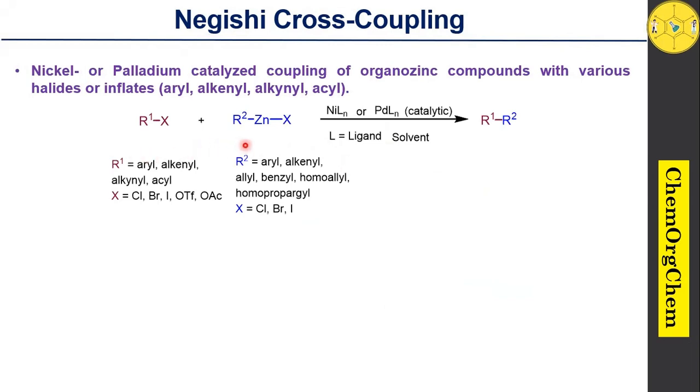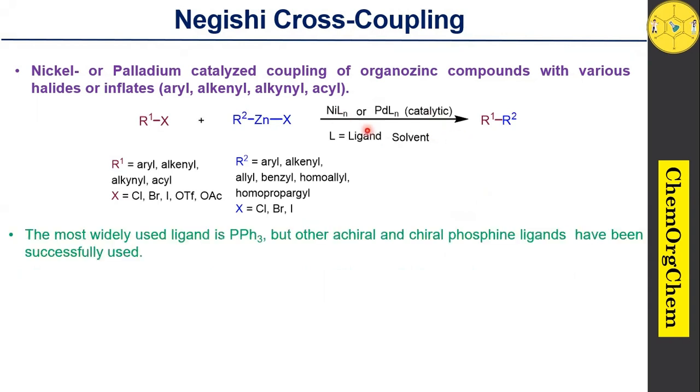So here is the general scheme for the Negishi coupling reaction. Here you see an organozinc reagent reacting with an organohalide or organotriflate in the presence of either a nickel or palladium catalyst to form the new carbon-carbon bond. This reaction is known for its high selectivity and mild reaction conditions.